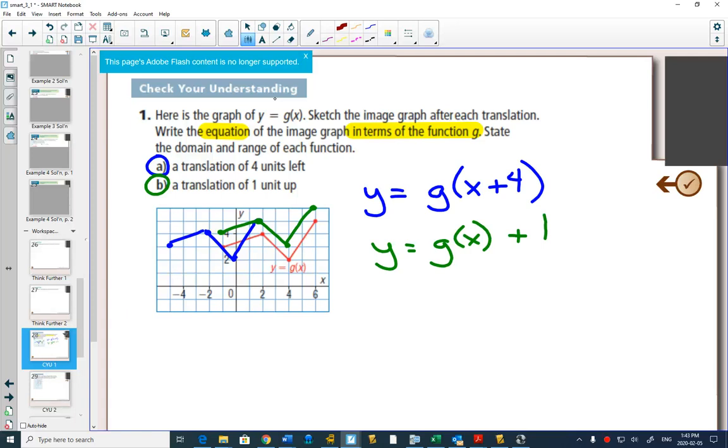Reading the question again. Here's the graph of y. We did that. Sketch the image. Did that. Write the equation in terms of g. Did that. State the domain and range of each function. So now we have something else we need to do. So for the blue one, domain. And again, at the beginning here, I'm going to often do both interval notation and set notation.